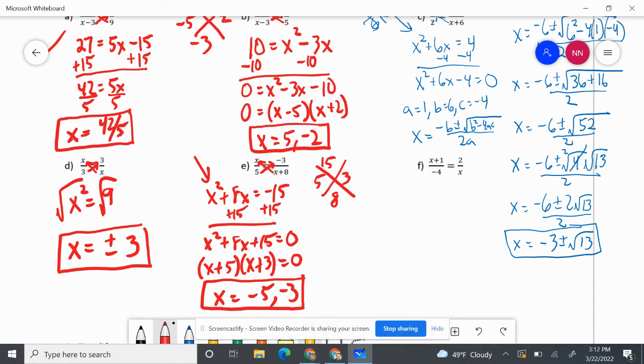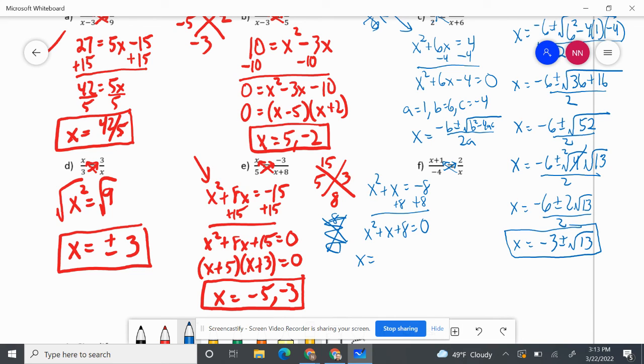Now you could probably guess what's coming up next. We're going to cross multiply. And we get x squared plus x equals negative 8. We're going to add the 8 because it's a quadratic. And we get x squared plus x plus 8 equals 0. And as you probably guessed, it is not factorable. So we have to use the quadratic formula.